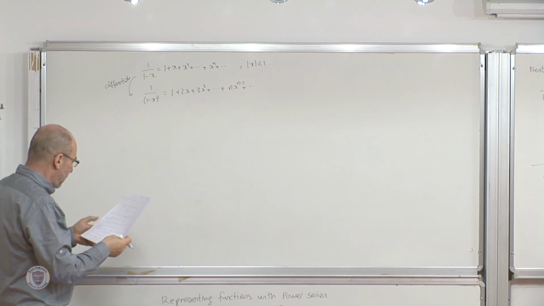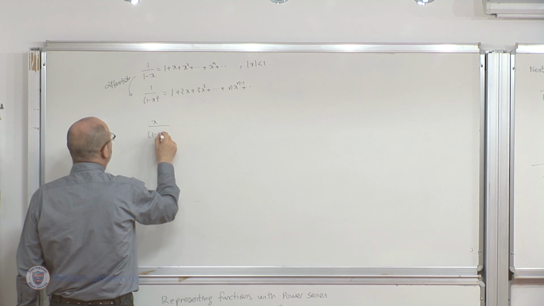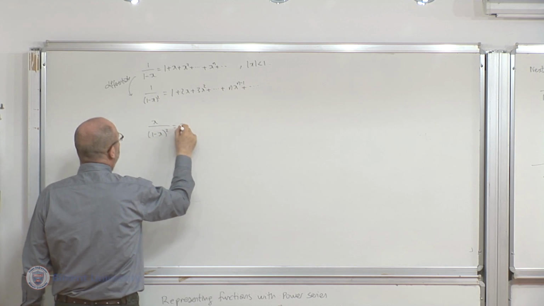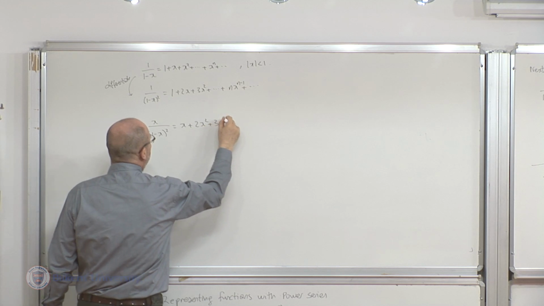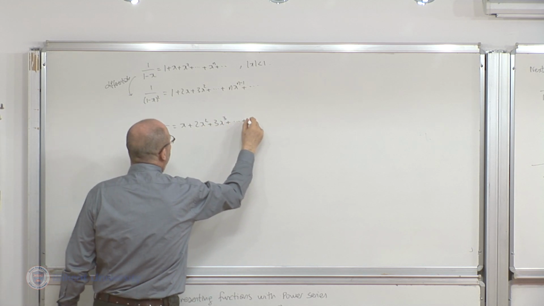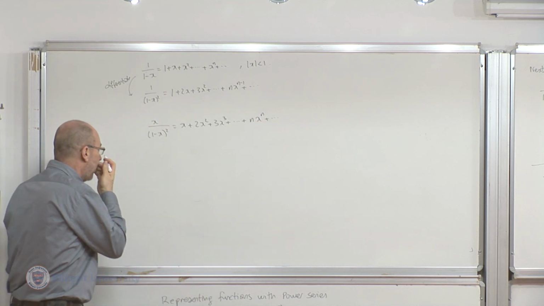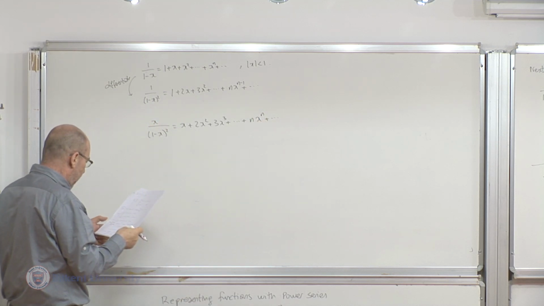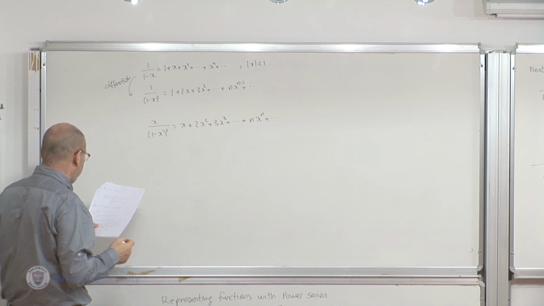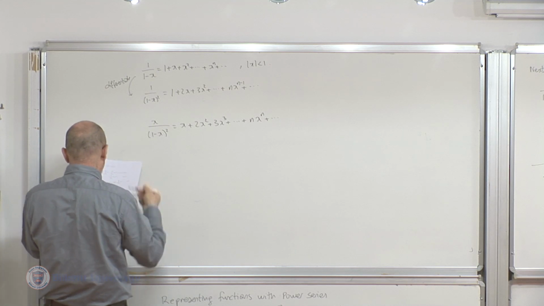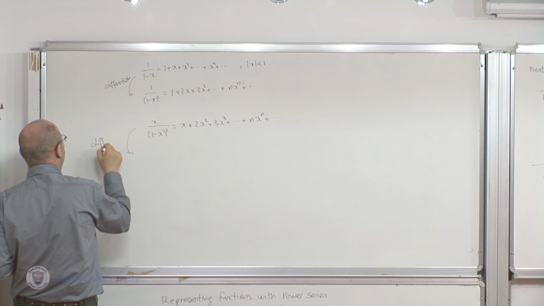Now we multiply this by x. So x over (1 minus x) squared is x plus 2x squared plus 3x cubed plus n x to the n plus etc. Then we take the derivative of this. I have all the calculations here, so let me just write. Then differentiate again.